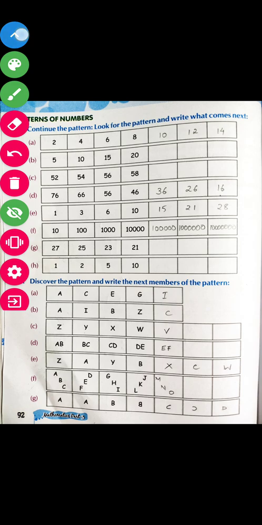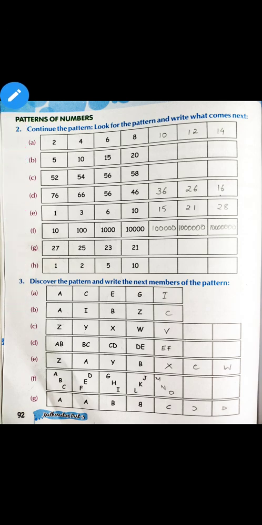H will be a little bit complicated, but here I'll explain it to you now. We are adding here plus 1. 1 plus 1 is 2, and 2 plus 3, then plus 5. It's going on, and then next will be plus 7, and then plus 9. It will go on.